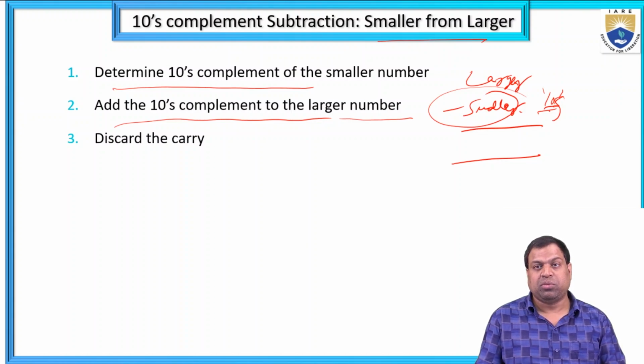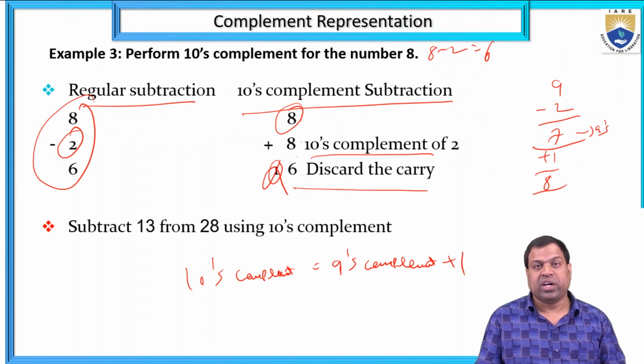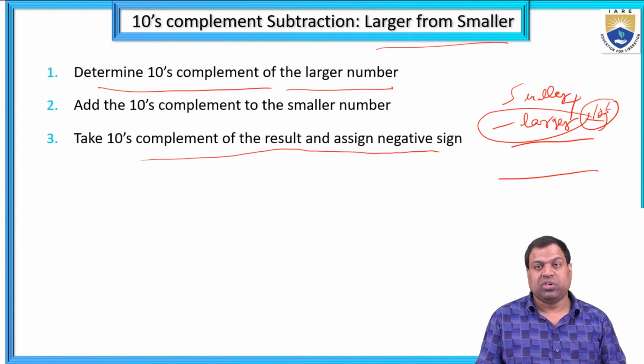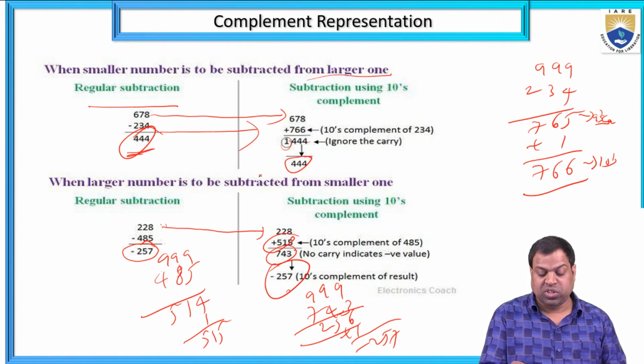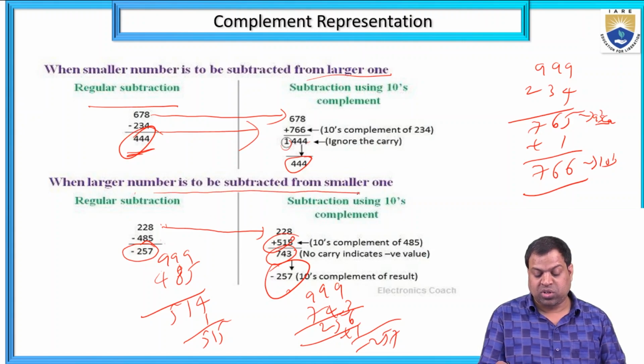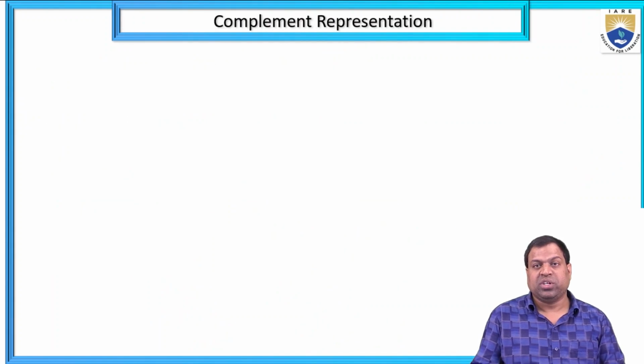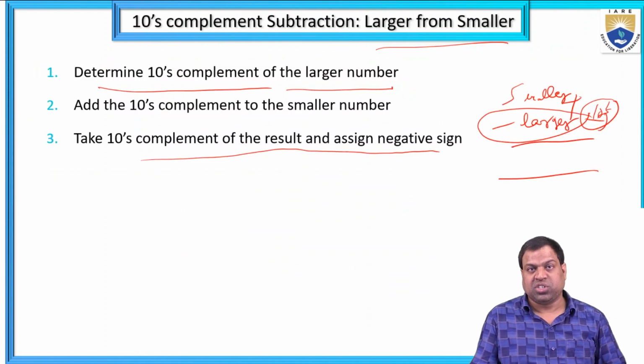Determine the tens complement of the smaller number, add the tens complement to the larger number and discard the carry. Perform the tens complement for the number 8. For larger from smaller: determine the tens complement of the larger number, add it to the smaller number, take the tens complement of the result and assign the negative sign. So that is a smaller number subtracted from a larger one using the tens complement, and a larger number subtracted from a smaller one using the tens complement. That is the process of complement representation.